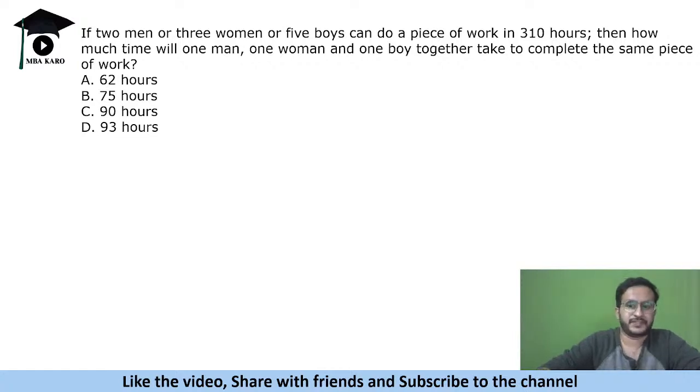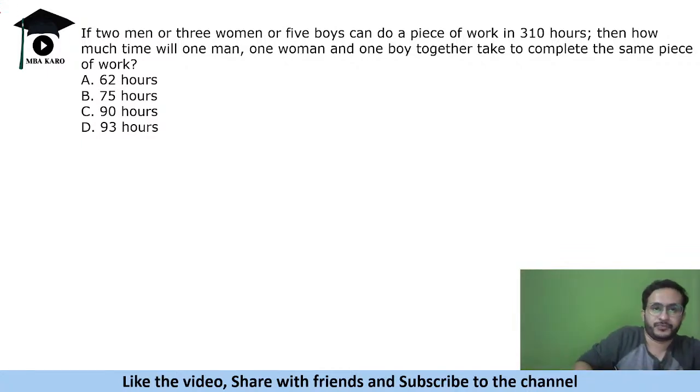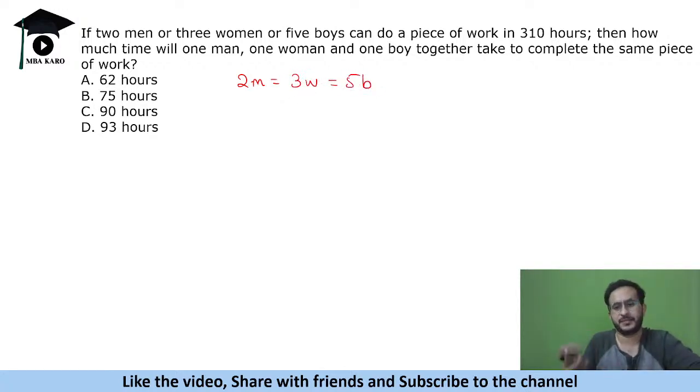चलो ये वाला देखते हैं फिर. ये क्वेश्चन इसमें क्या करना है? Now we have two men or three women or five boys. ठीक है, so that means two men is equivalent to three women is equivalent to five boys. ठीक है, अब क्या करते हैं, किसी एक में कन्वर्ट कर लेते हैं.